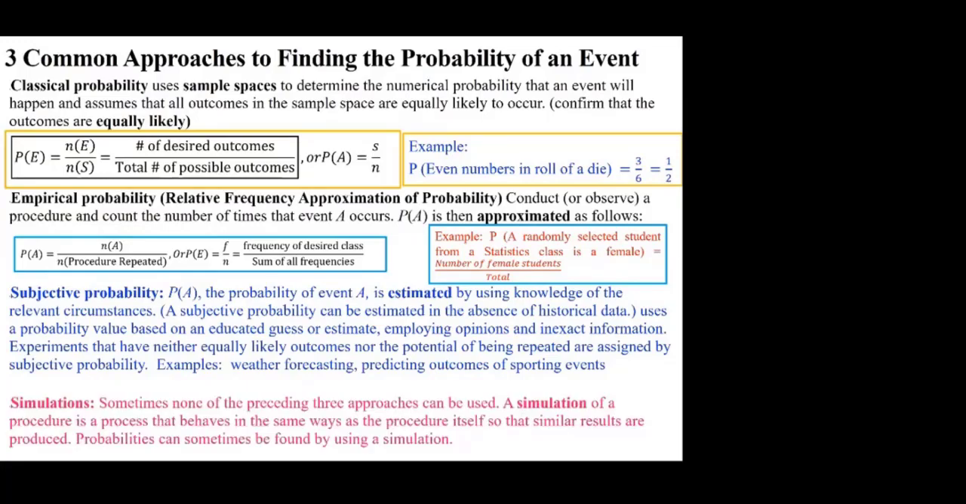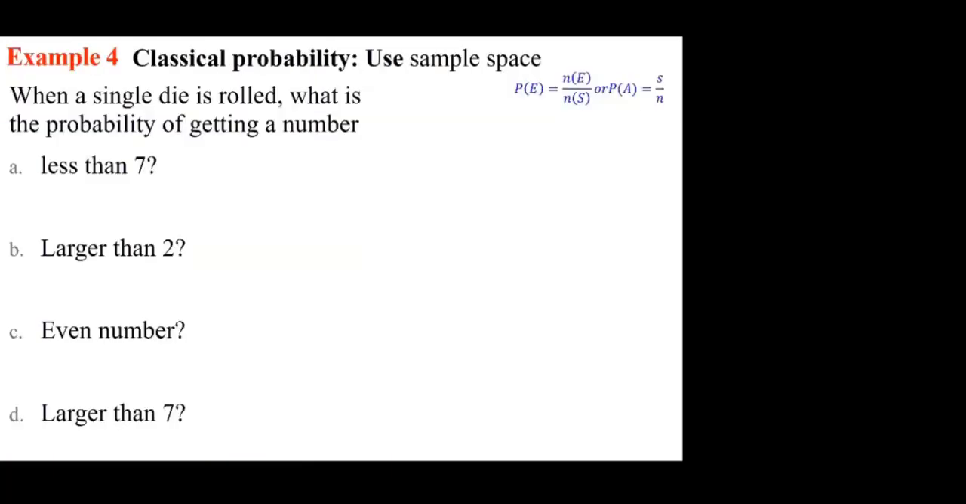This last paragraph: simulations. Sometimes none of the preceding 3 approaches can be used. A simulation of a procedure is a process that behaves in the same way as the procedure itself so that similar results are produced. Probabilities can sometimes be found by using a simulation. Sometimes it's either impossible to do a procedure or it's easier to do the simulation. It can be done that way, and a computer or technology is used to do so. We want to look at this example.